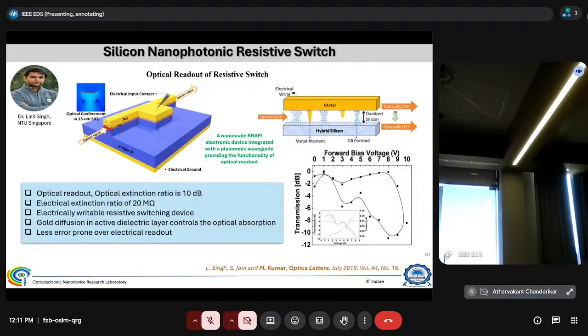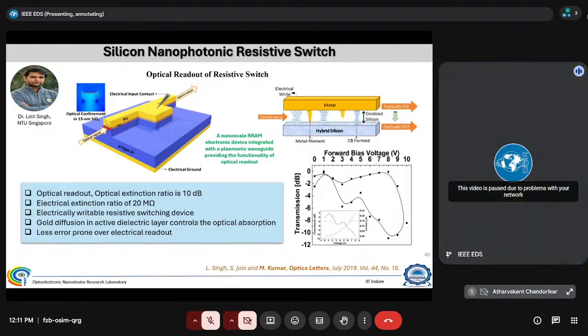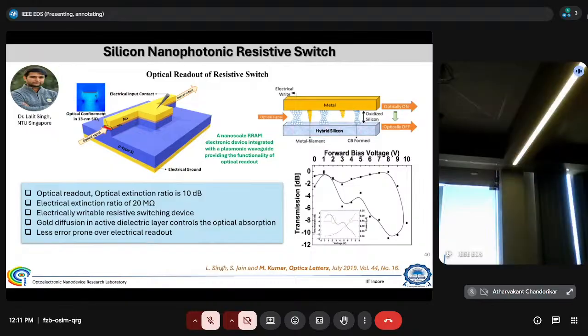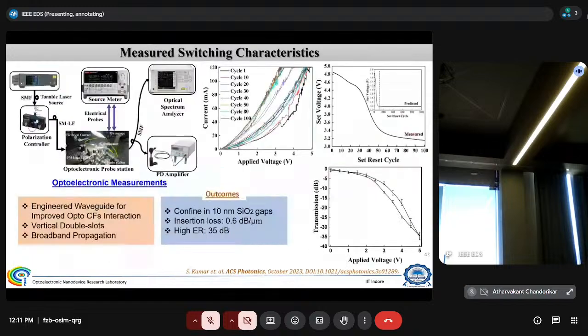The problem was, can you design your device so that these optically on and optically off can be separated enough so that you can really call them on and off? So we could do that, and initially we had 10 dB of extinction ratio, and then we also utilized another geometry, and we could realize, I think, a few tens of dB of extinction ratio there.